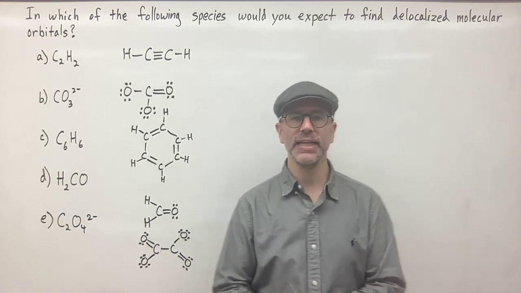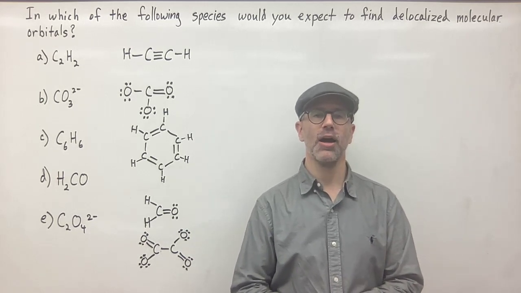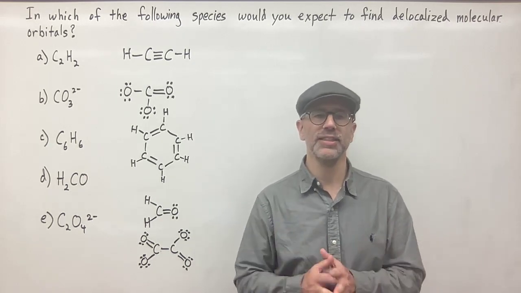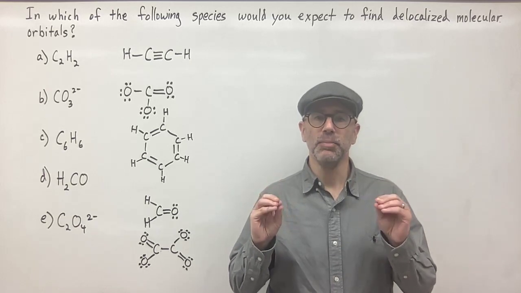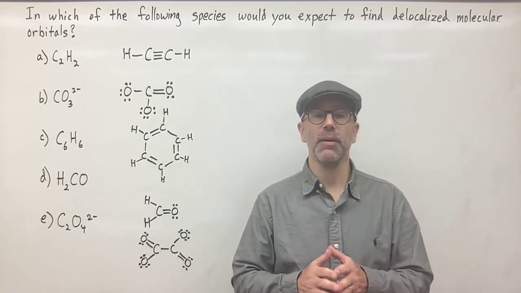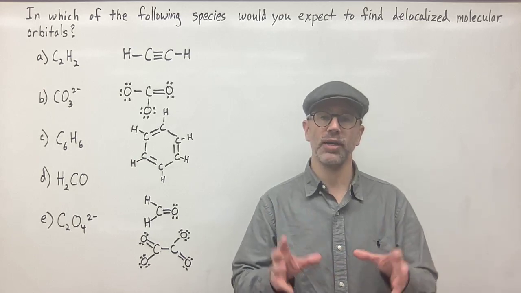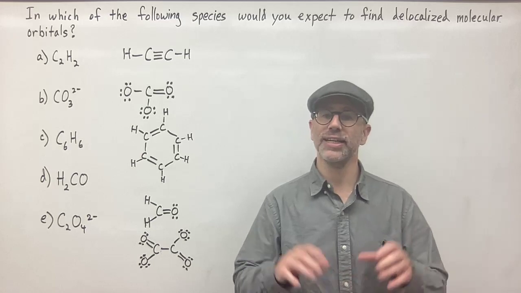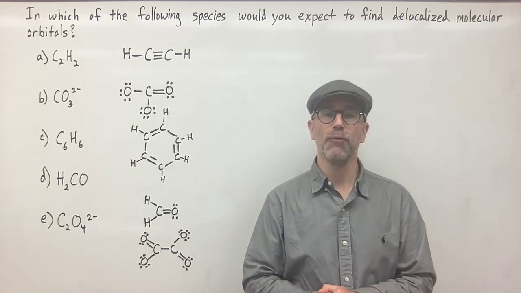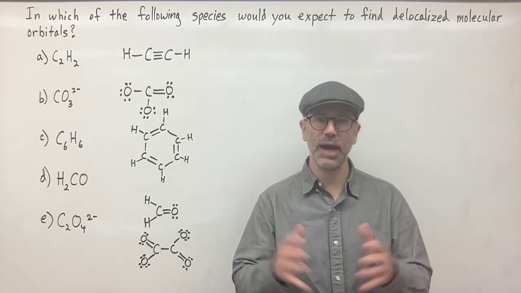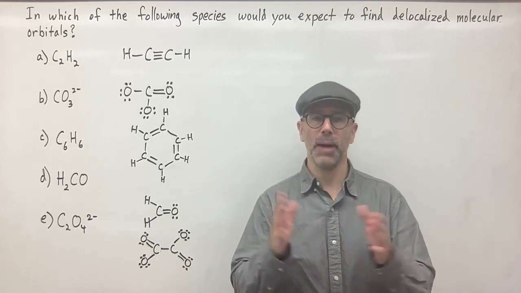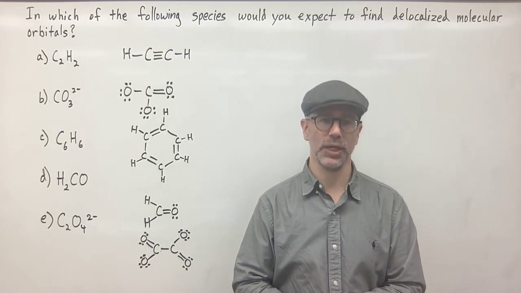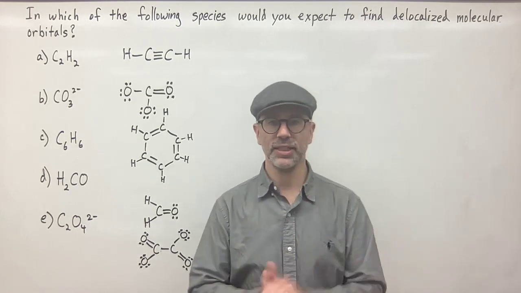So the important thing to keep in mind is that if you have resonance structures, or another way to put it is if you can't represent the molecule in just one Lewis dot structure, and you're going to need other Lewis dot structures like resonance structures to fully explain or describe what the bonding looks like, then that is an indication that you're going to have delocalized molecular orbitals. So let's get into this.